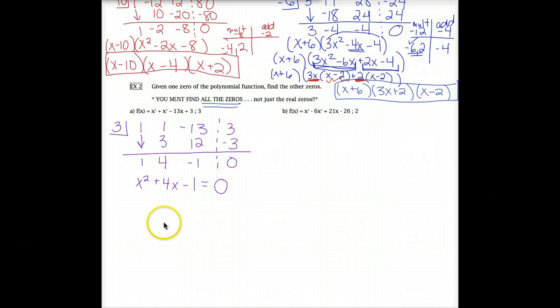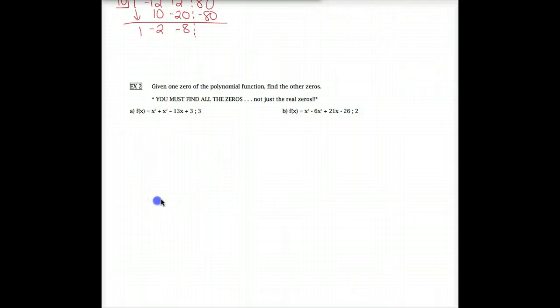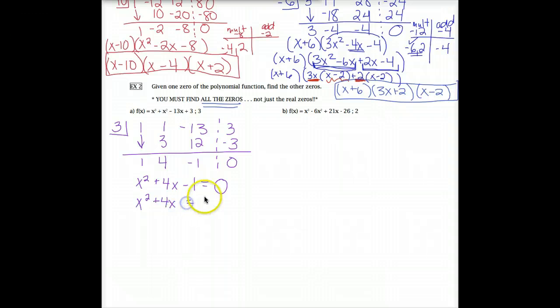On this one, I think it's easiest to complete the square because there's no number in front here and the middle term is even, so you won't have any fractions or anything. So in order to complete the square, I need to move this over to the other side. So x squared plus 4x equals 1. And then add my blanks.